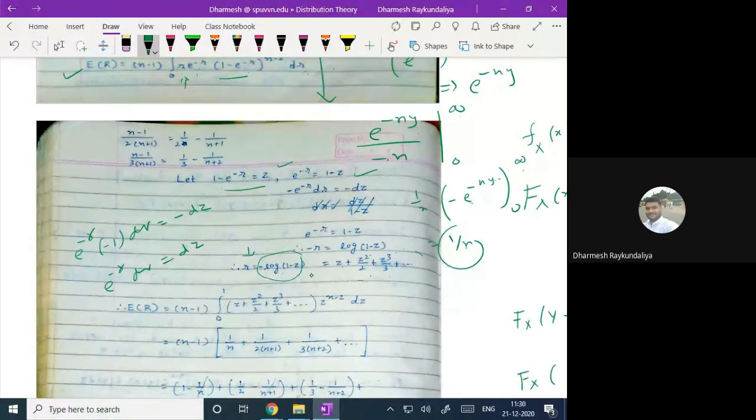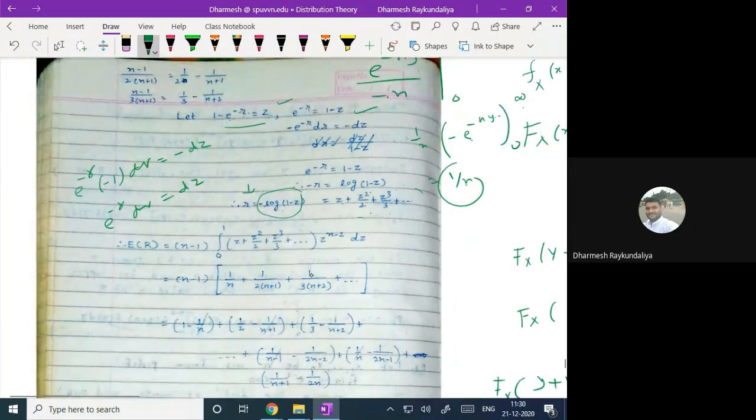So z becomes 1. And if r equals 0, e raised to 0 is 1. So 1 minus 1 is 0. Therefore the range of z lies between 0 and 1. So it is n minus 1, integral from 0 to 1 of z plus z squared by 2 plus z cubed by 3, likewise to infinity, and z raised to n minus 2.